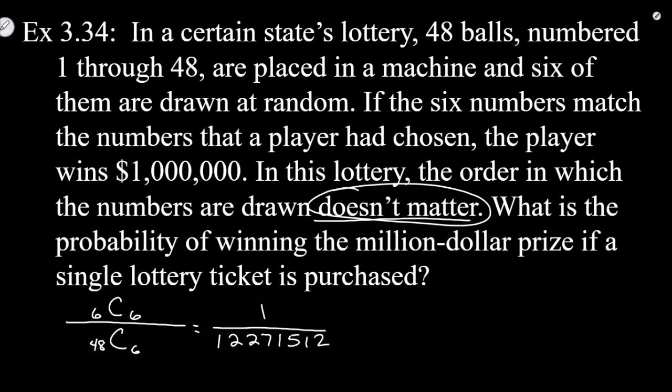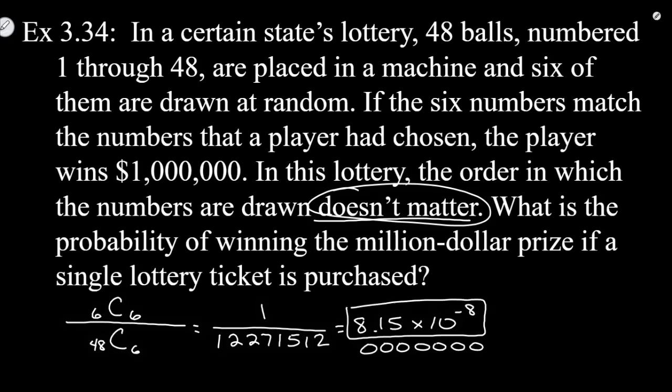And we're going to get, again, 8.15, if we round that off to 2 decimal places, times 10 to the negative 8th power. And again, remember what that means. It means 0.000000815 if we put it into normal notation, which again is an extremely small value.